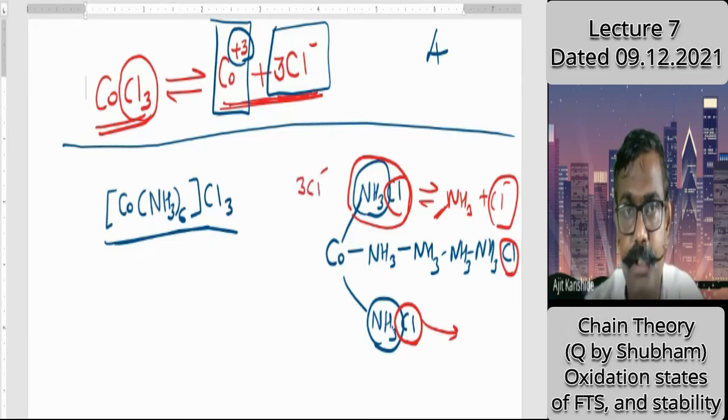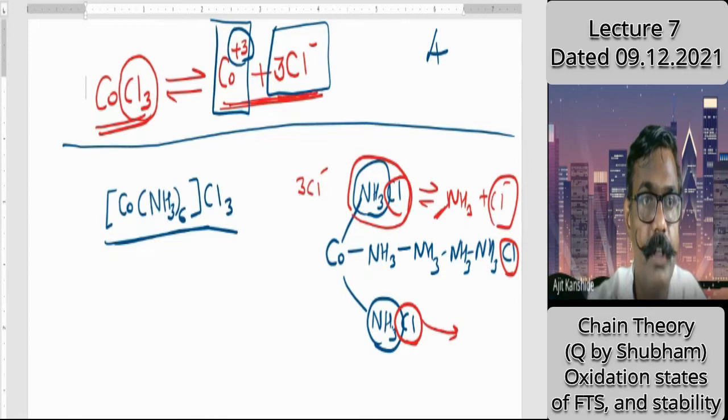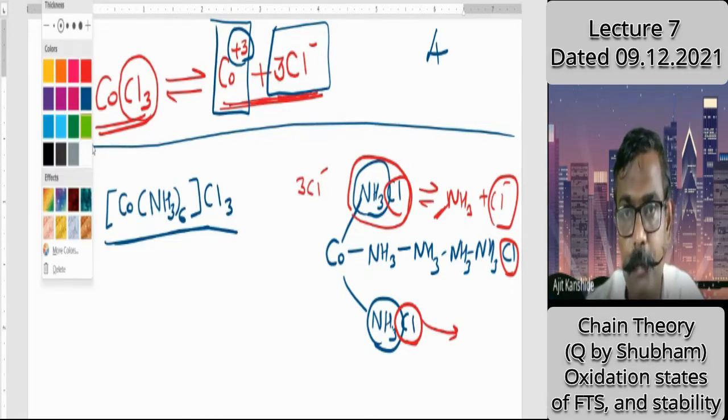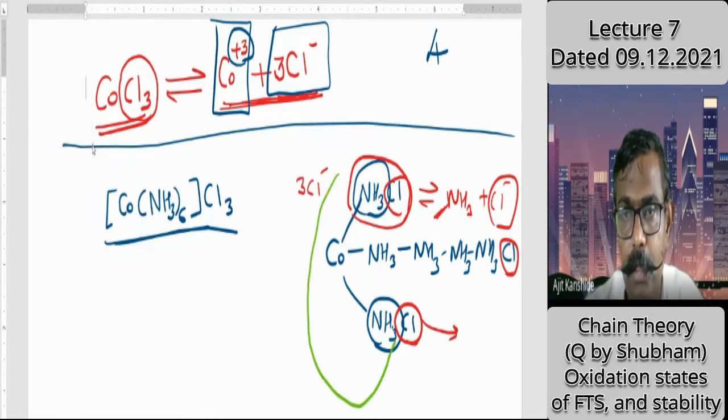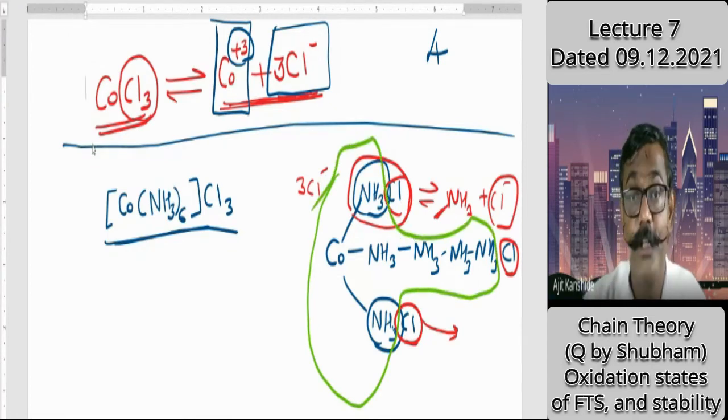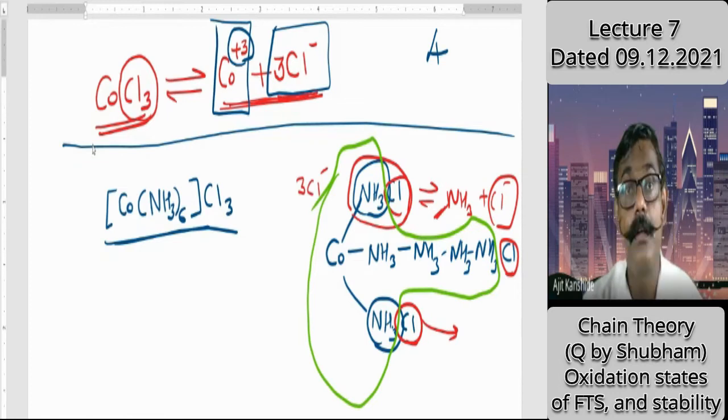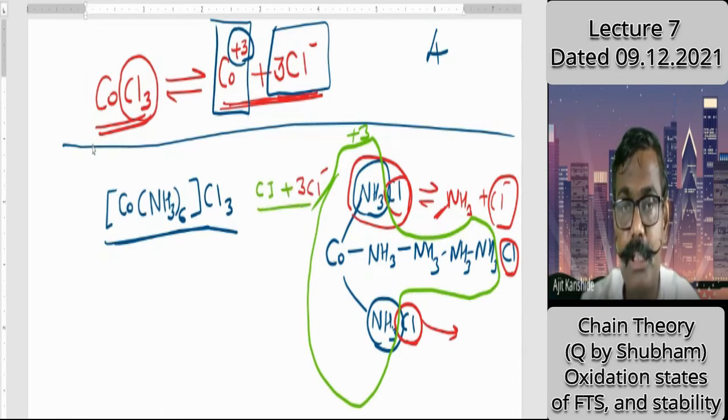And the remaining structure is there, no? I represent that remaining structure by another color. The remaining structure means it is cobalt, this ammonia, this ammonia and this ammonia, this structure. This structure is a separate ion and that carries +3 charge. Only one ion and 3 Cl-. So I represent it as a complex ion. One complex ion plus 3 Cl-.